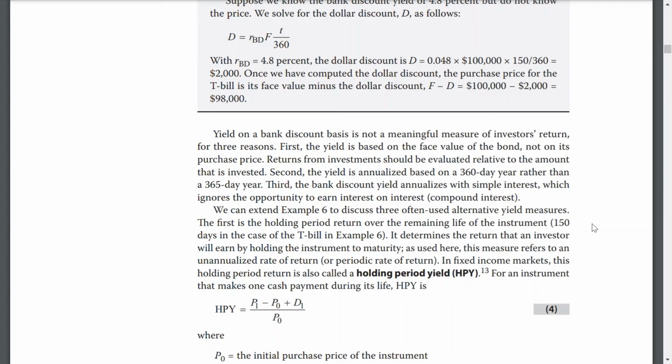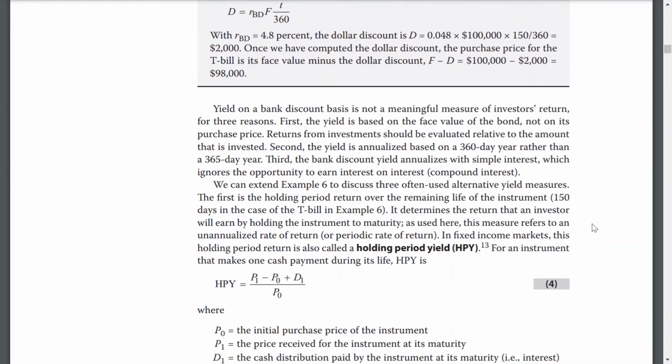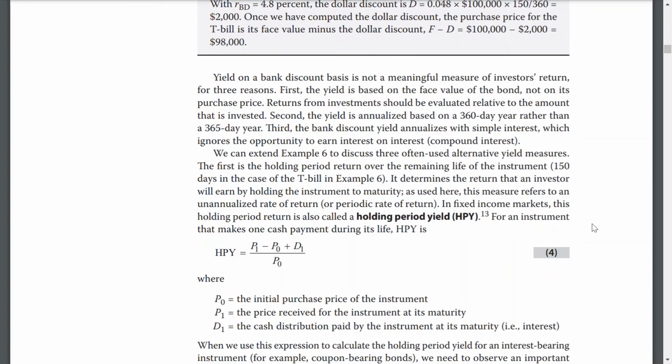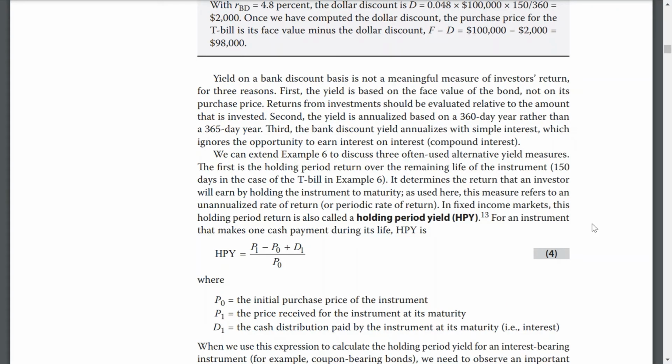We can extend example 6 to discuss 3 often used alternative yield measures. The first is the holding period return over the remaining life of the instrument, 150 days in the case of the T-bill in example 6. It determines the return that an investor will earn by holding the investment to maturity. As used here, this measure refers to an unannualized rate of return, or periodic rate of return. In fixed income markets, this holding period return is called the holding period yield, or HPY.